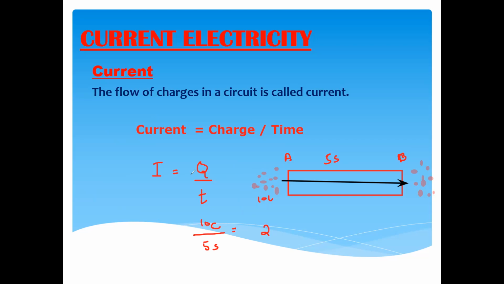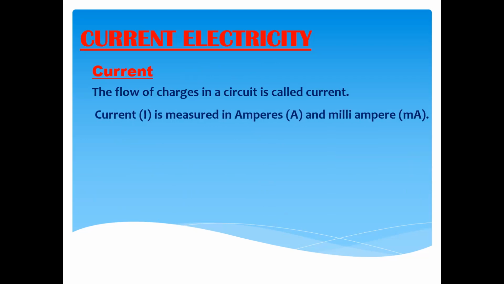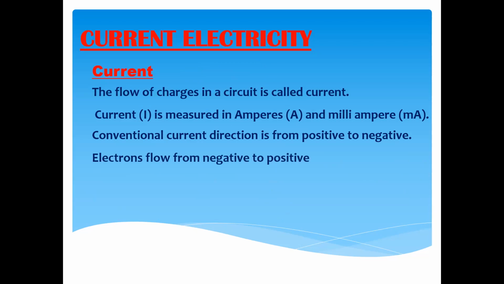And what about the unit in which we measure the current? The unit of the current is ampere, and it is denoted by letter A. So the current in this example is 2 ampere, which means there is a flow of 2 coulomb of a charge every second. So the rate of the flow of the charge refers to electric current, and it is denoted by letter I and measured in a unit known as ampere or milliampere. If it's very small, we use milliampere, but normally the SI unit is ampere.